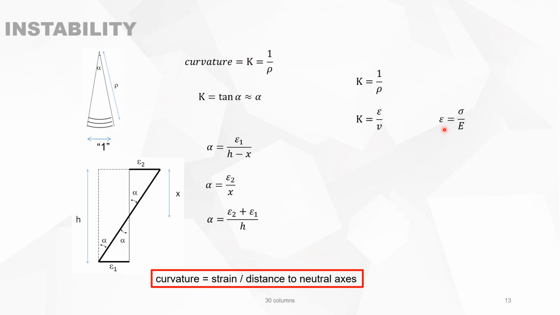The strain is, according to the law of Hooke, the stress divided by the modulus of elasticity. We substitute, and then we know that the stress is equal to the bending moment divided by the bending moment of resistance, W. And then W is of course I over V. If you substitute in it, then you arrive at the known formula that the curvature equals the bending moment divided by EI, the stiffness of the section.